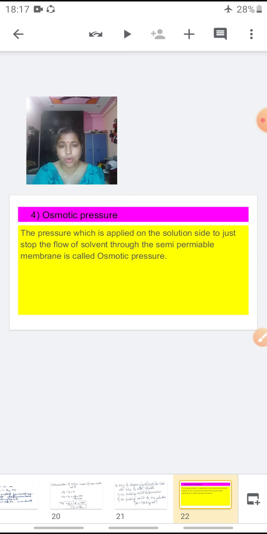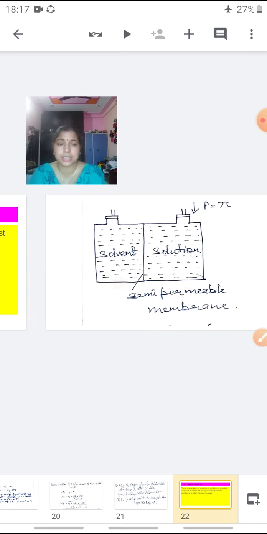Osmosis means the water which is present in the bowl, it is present more outside the resin compared to the quantity inside the resin. So, water will move from outside to inside of the resin. This is called osmosis. Now, osmotic pressure I have to explain.